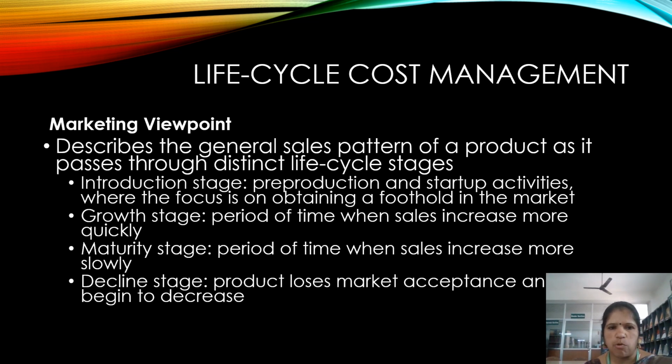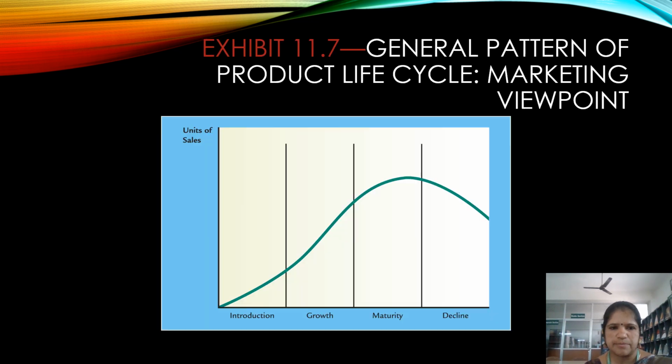Next, marketing viewpoint. It describes the general sales pattern of a product as it passes through the distinct life cycle stages: introduction stage, growth stage, maturity, decline. Introduction is the preproduction and startup activities where the focus is to obtain a foothold in the market. Growth stage is a period of time when sales increase more quickly. Maturity stage is the period when sales increase more slowly. Decline stage is when the product slowly loses market acceptance and sales begin to decrease.